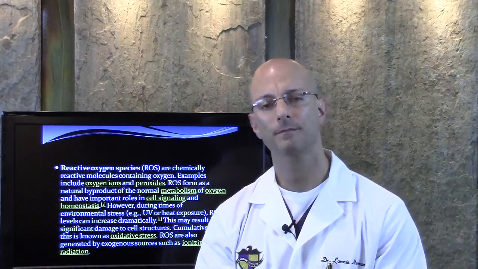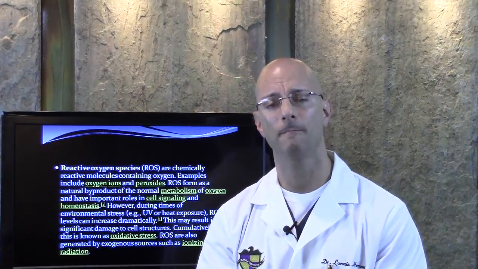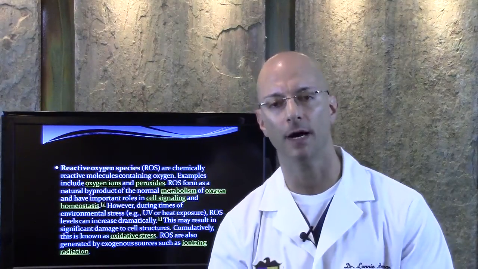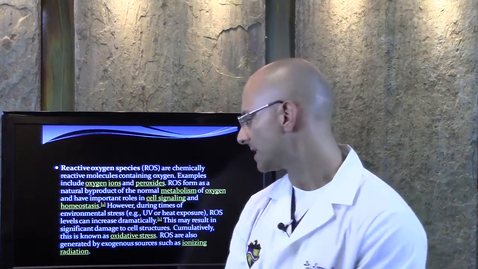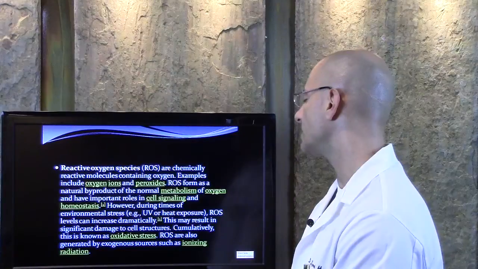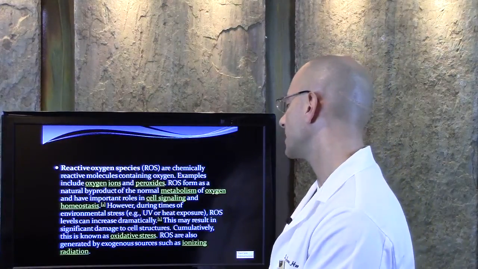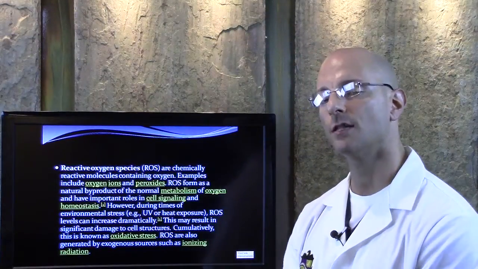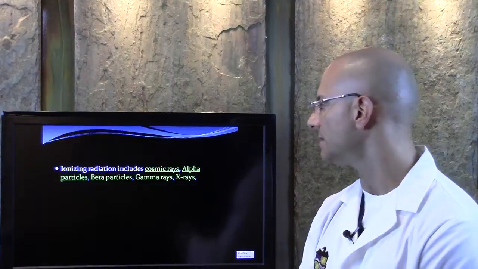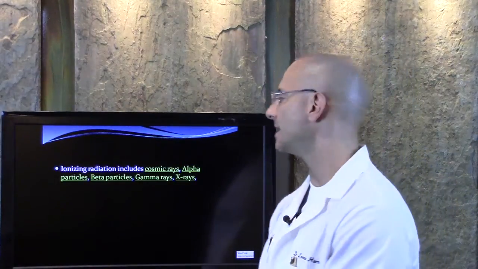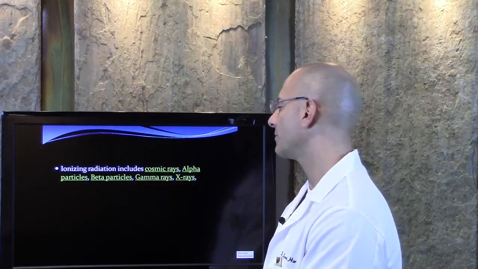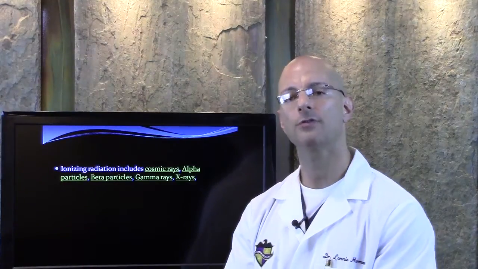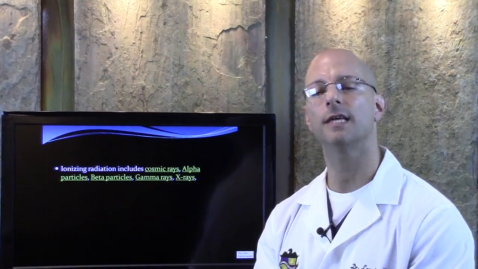What this report says coming out of Spain is that too much reactive oxygen species can cause cancer growth in the body, damage to your cells. And this last statement says that reactive oxygen species are also generated by outside sources like ionizing radiation. Ionizing radiation can damage a cell and create cancer, too much reactive oxygen species. What are forms of ionizing radiation? Cosmic rays, alpha rays, gamma rays, X-rays. X-rays can create reactive oxygen species that damage the cell and lead to cancer.